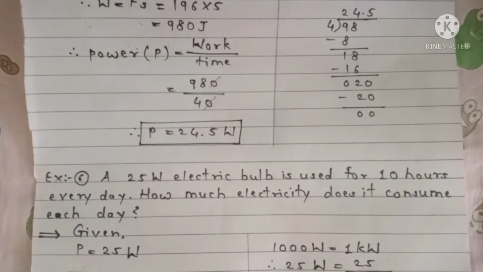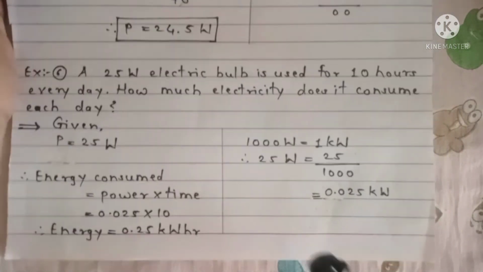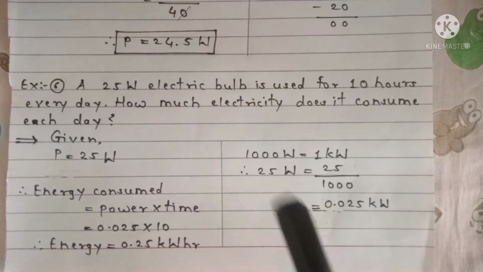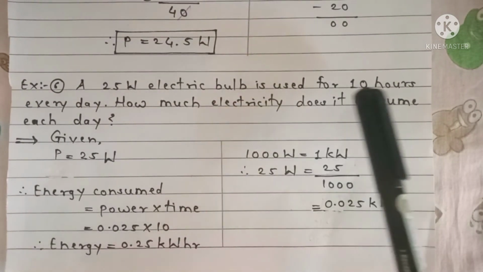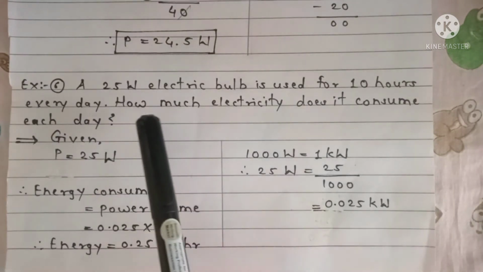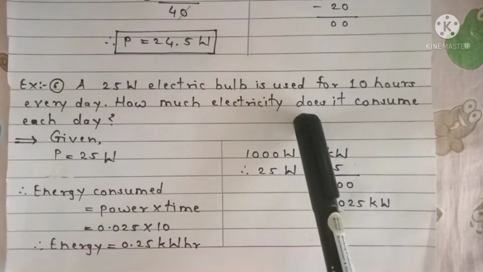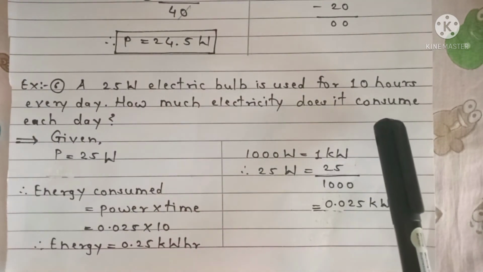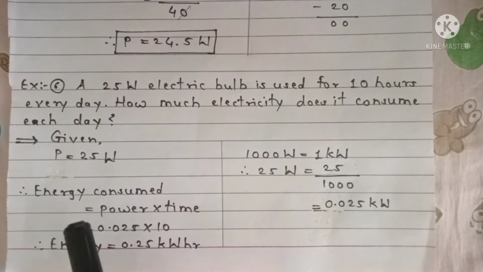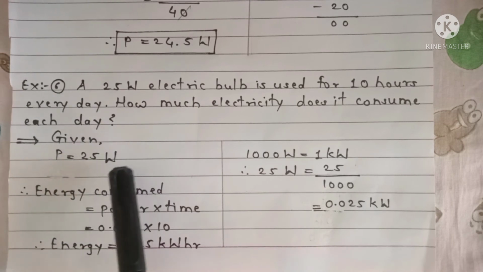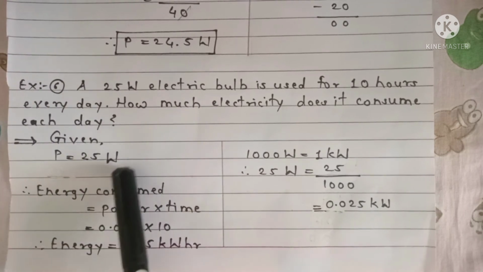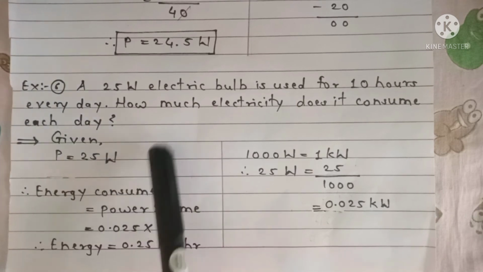Now next example is example number 6. Okay. So a 25 watt electric bulb is used for 10 hours every day. So how much electricity does it consume each day? So let us write given things first of all. P, that is power is equal to 25 watt. Let us convert this watt into kilowatt.